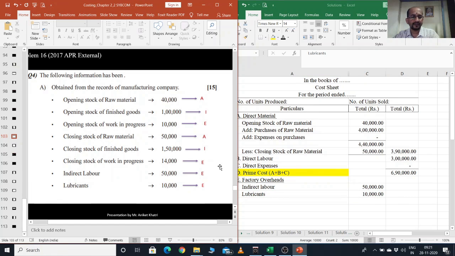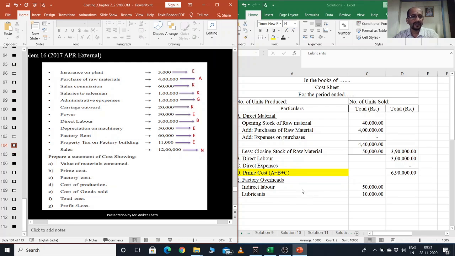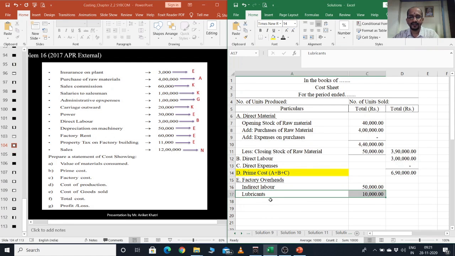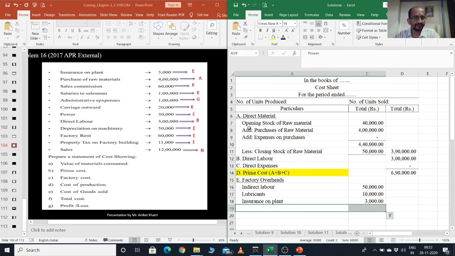Next, see the next page: insurance on plant, so it is 3,000. Next item here, depreciation on machinery, 50,000. But before that, power is here. Okay, so power is 30,000. So we'll write the power first, and next is the depreciation on machinery.